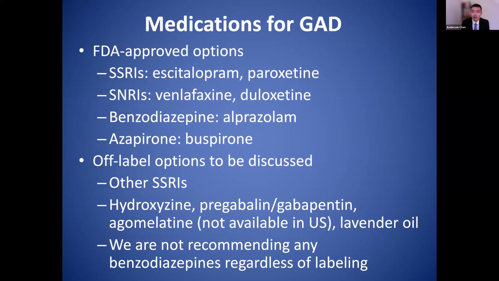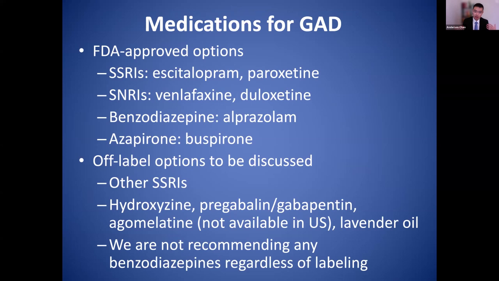If we look at the medications for generalized anxiety disorder, there are ones that are FDA approved. Now, again, just because it's FDA approved, it doesn't mean it's necessarily good for the elderly population. So for the SSRIs, there's escitalopram and paroxetine. For the SNRIs, there's venlafaxine and duloxetine. For the benzodiazepine, there's alprazolam, and then there's buspirone.